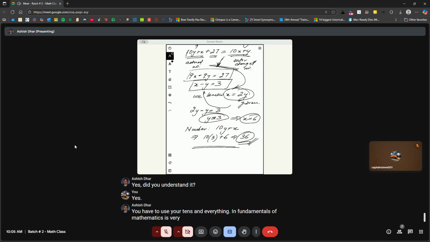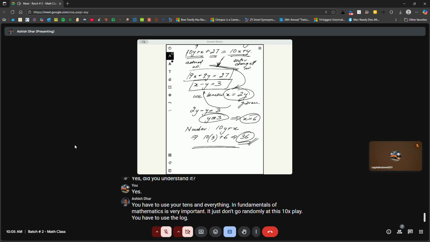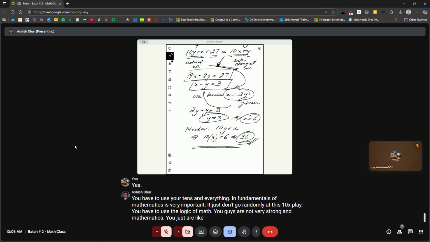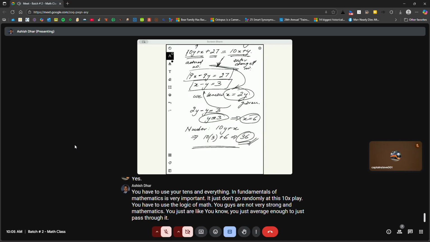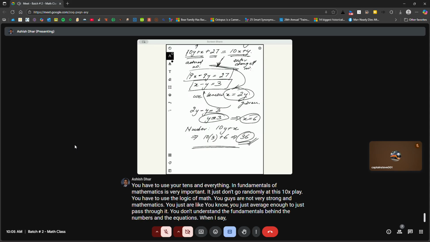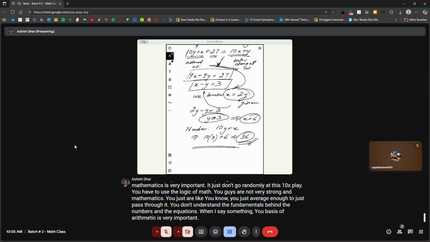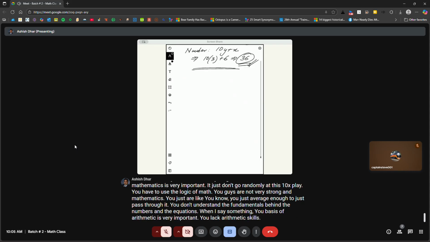You have to use your tens and everything else. Fundamentals of mathematics is very important. Just don't go randomly at this. You have to use the logic of math. You guys are not very strong in mathematics. You're just average enough to pass. You don't understand the fundamentals behind the numbers and the equations when I say something. The basics of arithmetic are very important. You lack arithmetic skills also, it seems.